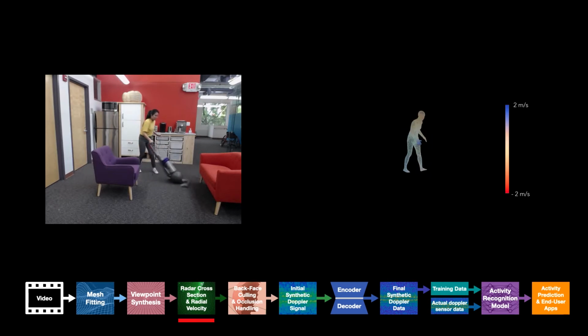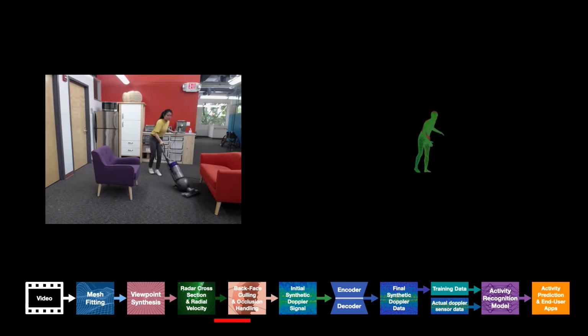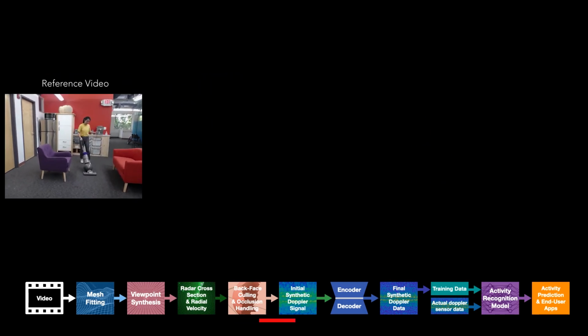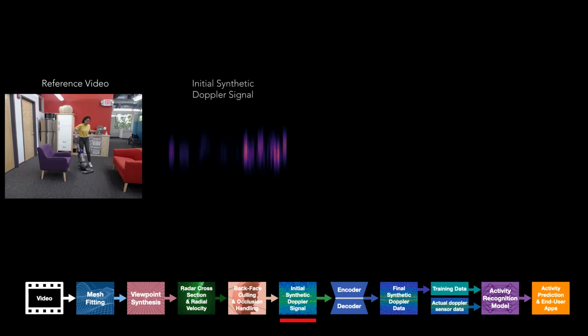Next, we estimate the magnitude of reflected RF and any induced Doppler shift by computing the radar cross-section and radial velocity of every vertex in the mesh with respect to a virtual Doppler sensor. We then perform backface culling and also account for any occlusion from the user. Now, left with only reflections that are visible to our virtual sensor, we can compute a holistic synthetic Doppler signal by summing all of the individual vertex reflections.